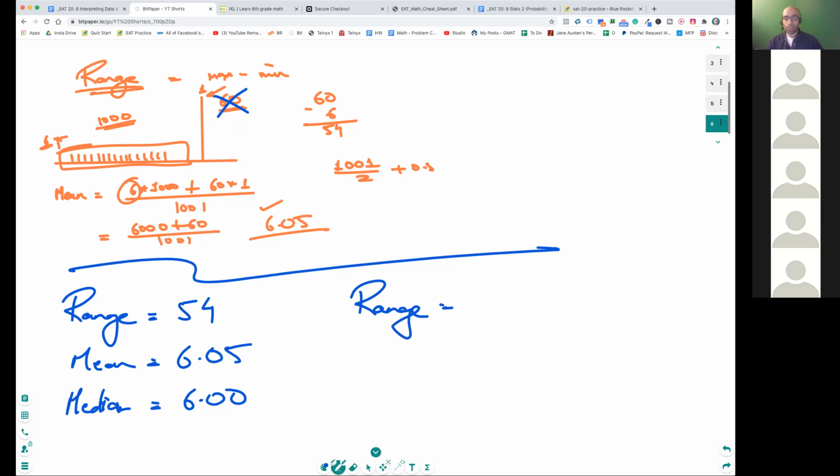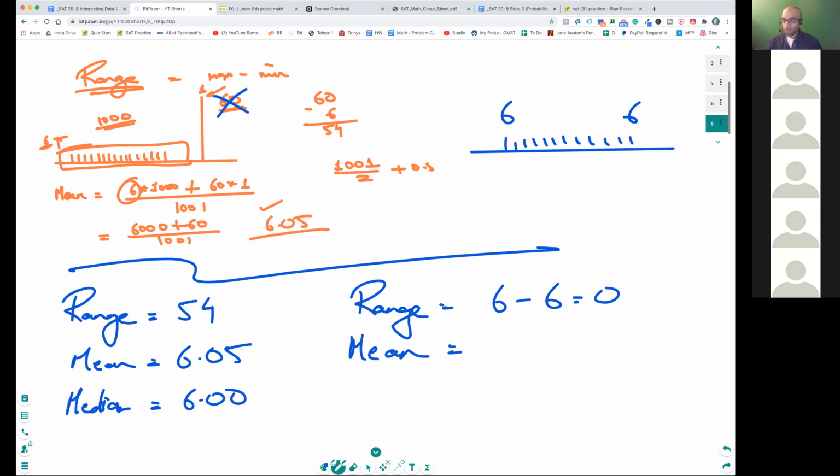The teacher's gone. So now I'll just draw it for you. It's just all these toddlers here, all of them are 6. Okay. So the minimum is 6, the maximum is 6. So the range is 6 minus 6, which is 0. Right? What's the mean here? Yes, the mean is 6 because they're all 6, right? Super easy to see that. The mode is 6 as well, right? And what's the median? The median is clearly 6 as well.